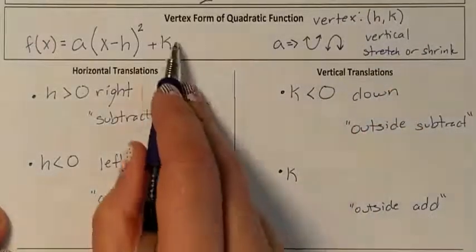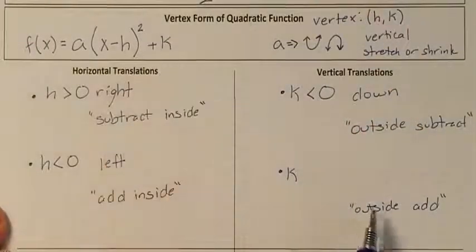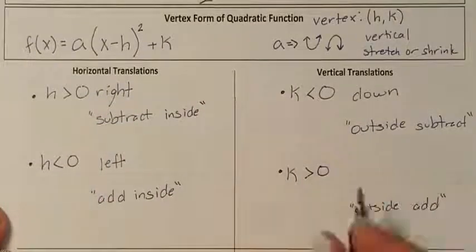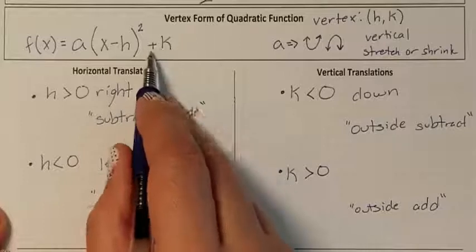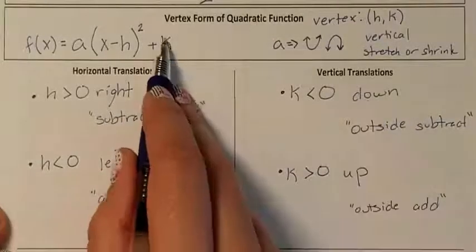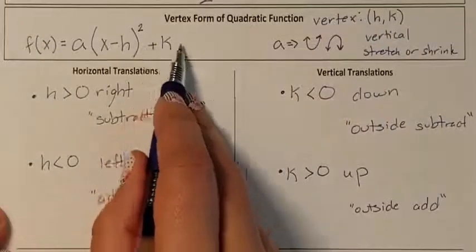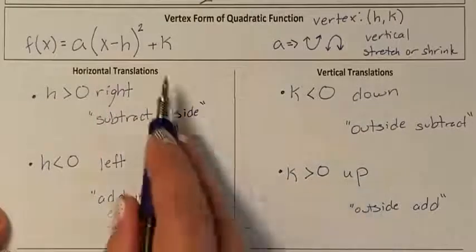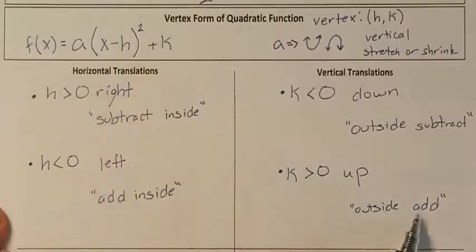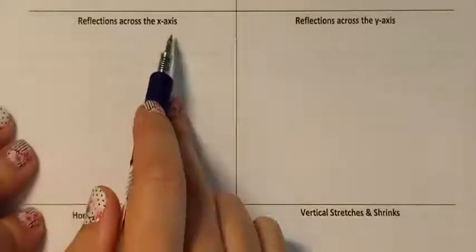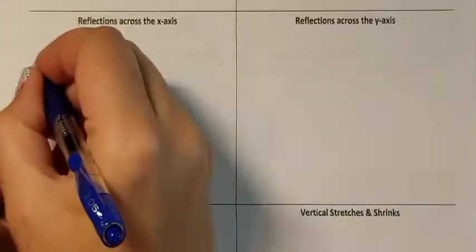On the outside, if this were an add number, what would k have to be? It would have to be bigger than 0. And if this was bigger than 0, we were actually adding a number, and this would have moved us up. So to move down, this value right here has to be smaller than 0, because I'm subtracting on the outside. To move up, this value right here has to be positive, and then we would actually be moving up. If I wanted to reflect across the x-axis, that was the number in front of the parentheses.